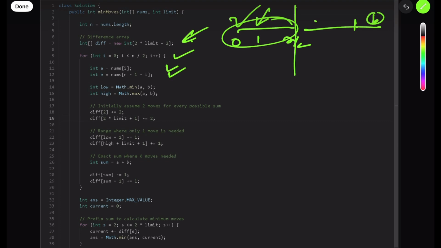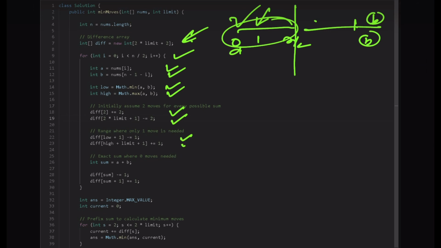Once you find a from this side and b from this side, you set the low and high. Then you initially assume that we have 2 moves for every possible sum, and then we update the range where only 1 move is needed. Then we find where the sum gives exactly 0 moves. So we check all these 3 cases that we have talked about and apply these things.